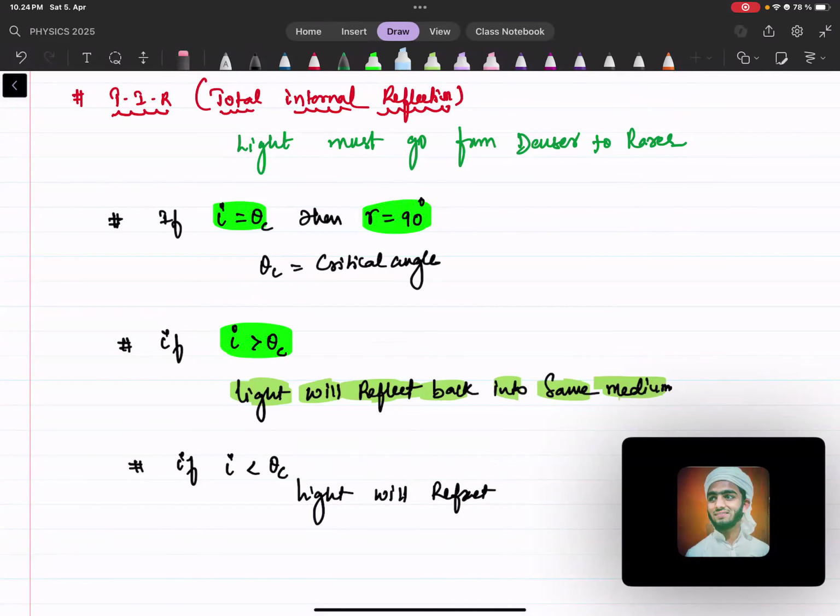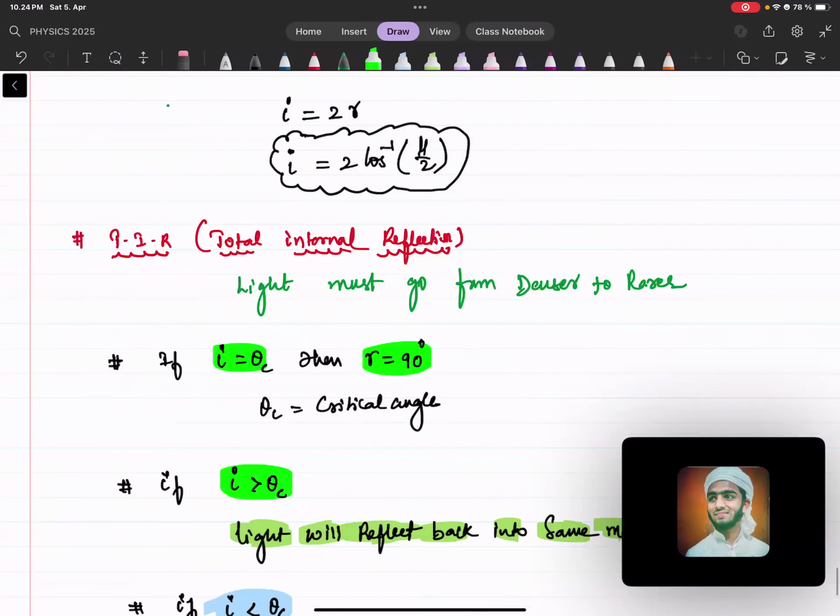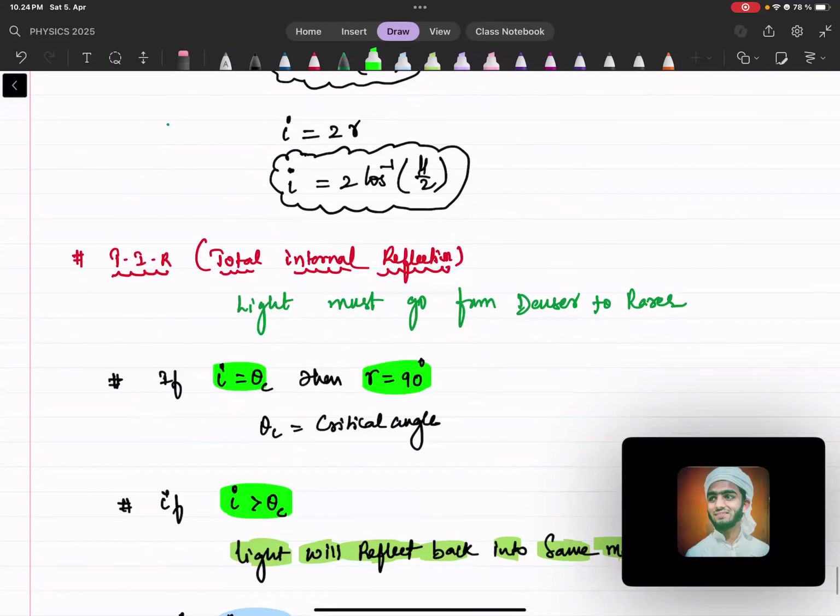In the same way, if the angle of incidence is lesser than the critical angle, then what happens? Light will refract. That means refraction, not in the same medium. It will be getting refracted. Am I clear? So what is the condition for TIR? The angle of incidence must be greater than the critical angle.